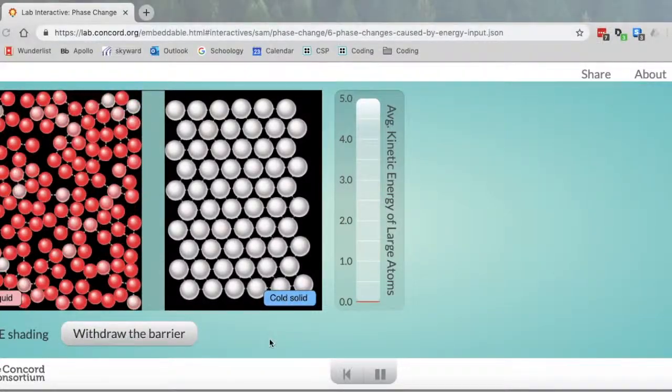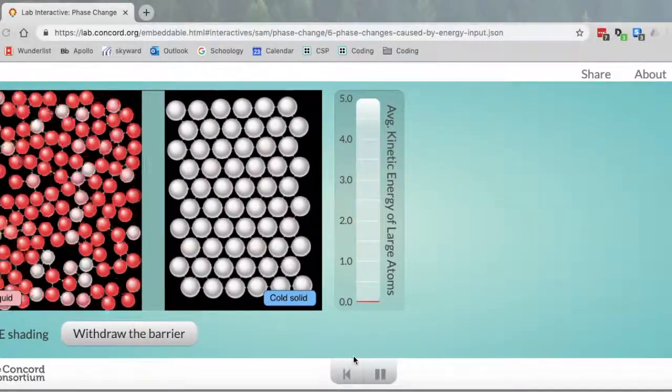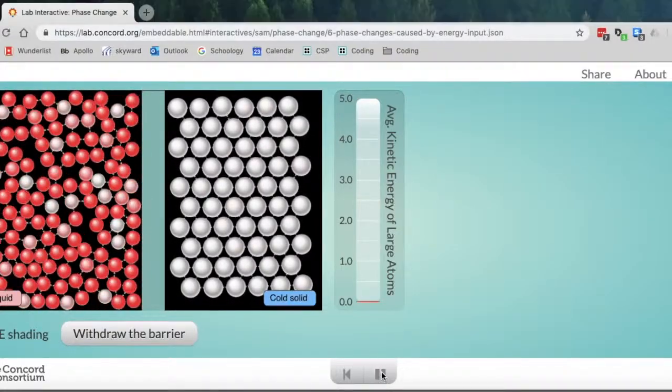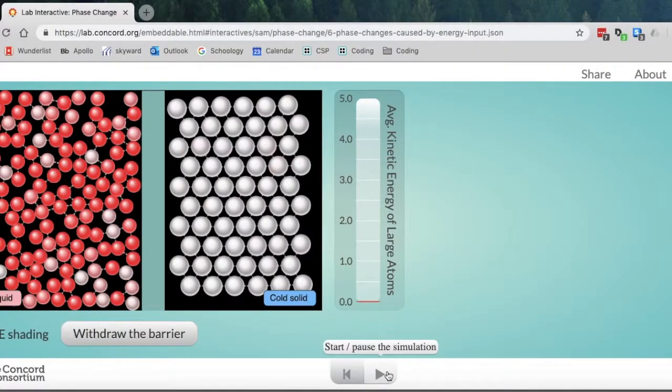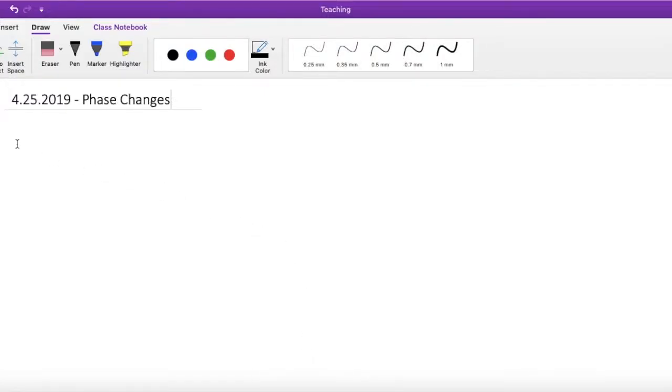Okay, so a basic concept is that when heat is applied to any system, what that actually does is it makes the particles go faster. Okay, so that's the first little fact we want to get a handle on.